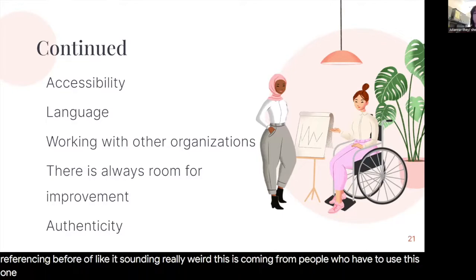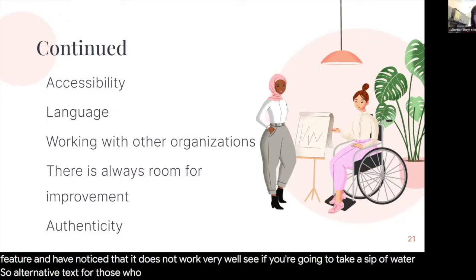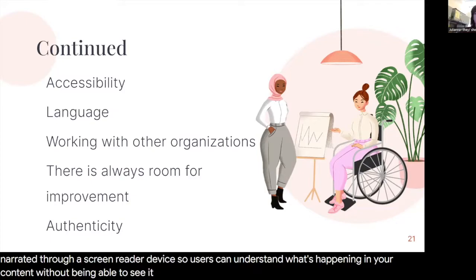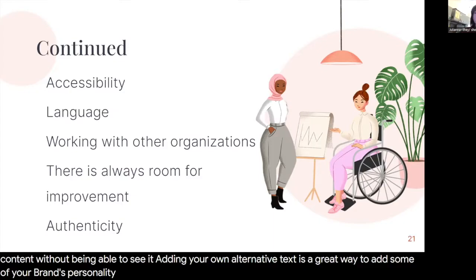Alternative text, for those who do not know, is essentially an invisible description that can be narrated through a screen reader device so users can understand what's happening in your content without being able to see it. Adding your own alternative text is a great way to add some of your brand's personality, as well as providing extra valuable content to the accessibility experience.